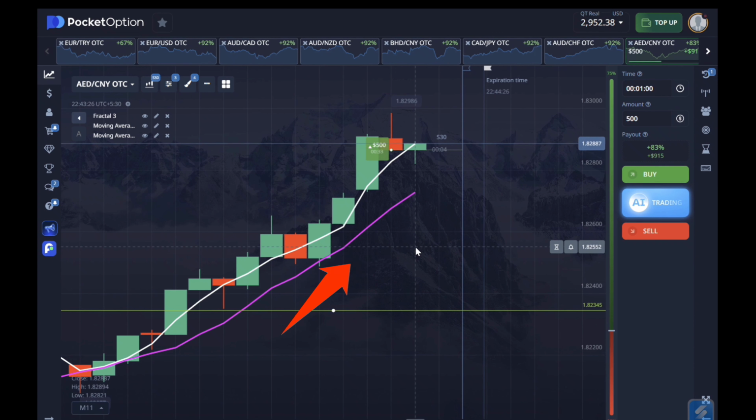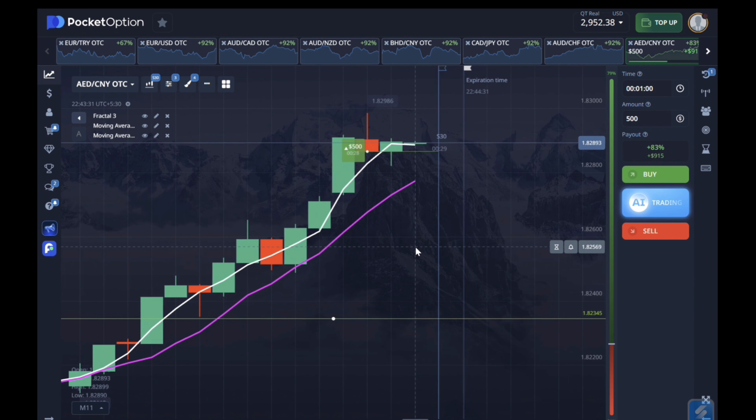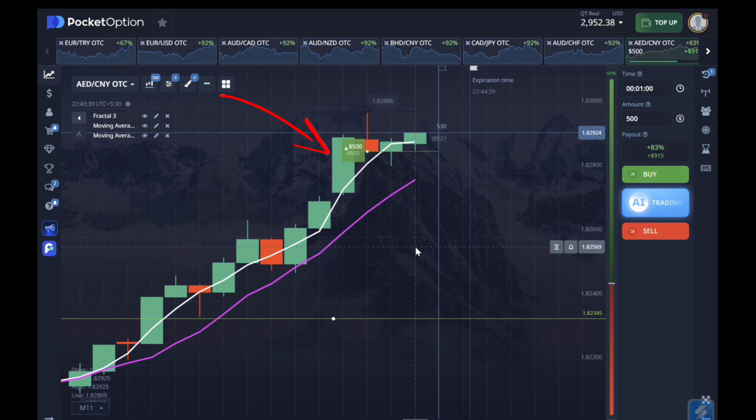So what are we seeing here? Here we can see strong bullish momentum. And if we look here, the price is above both moving averages, with the current green candles closing above both moving averages. This confirms that the trend is still strong.